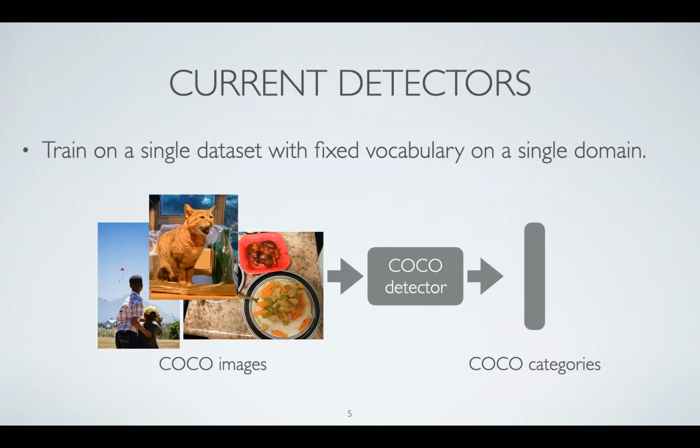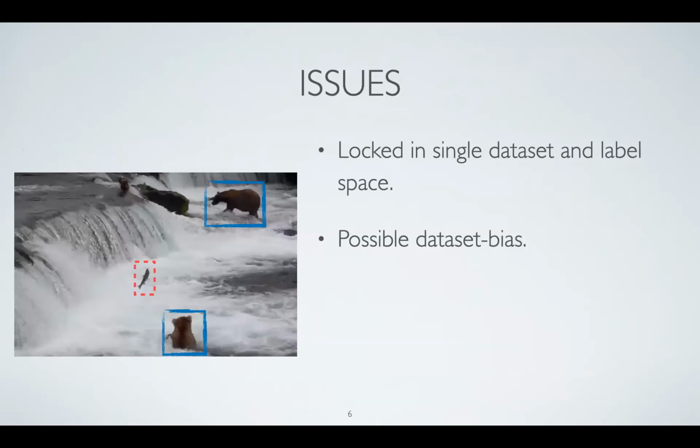However, this is hard for current object detectors. Most current detectors are trained on a single dataset with a fixed vocabulary on a single domain. For example, a COCO detector is trained on clean internet images with 80 annotated categories. If we apply this COCO detector to a video we took in Alaska, it cannot detect fish because fish is not one of the 80 categories in COCO. And the detection quality is not perfect due to severe motion blur in our video.